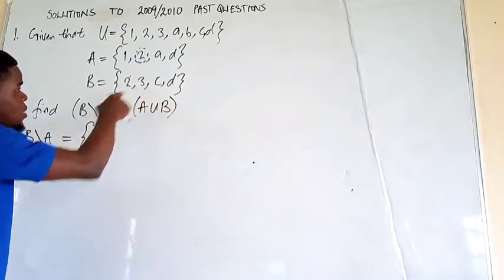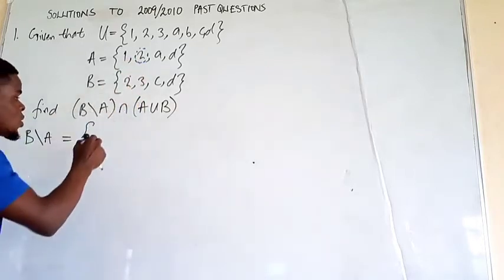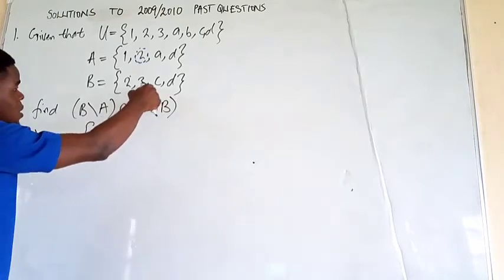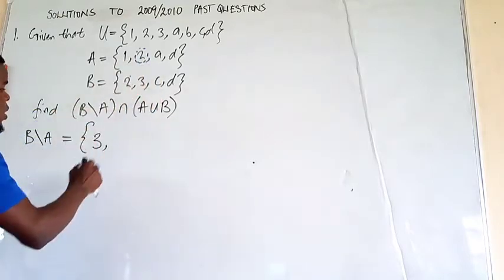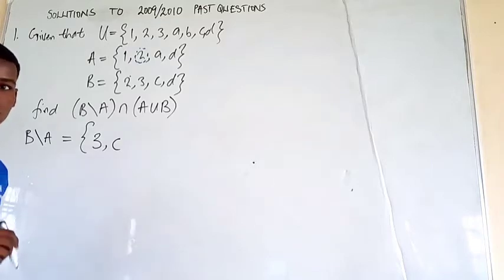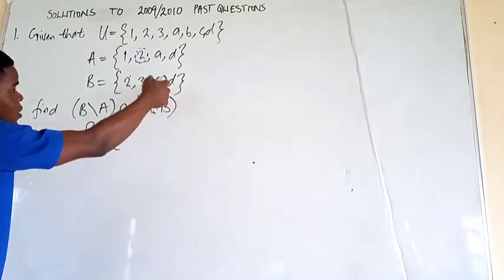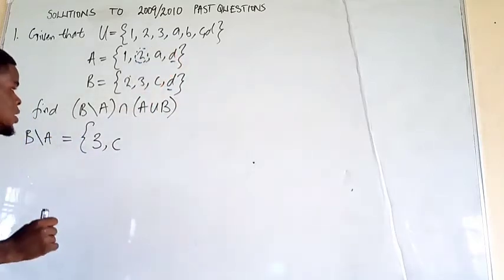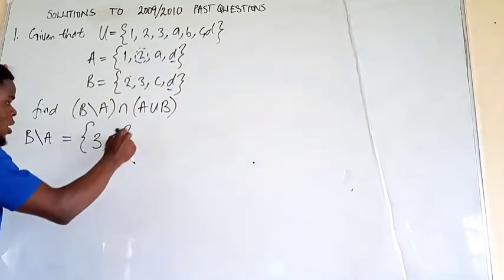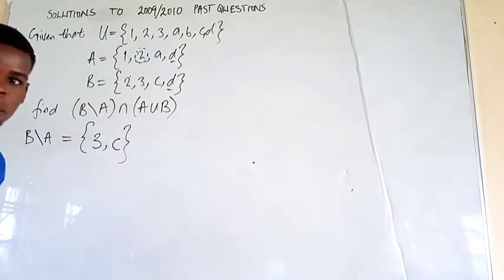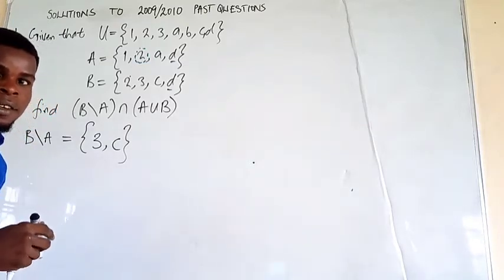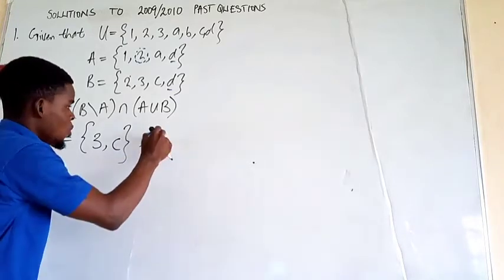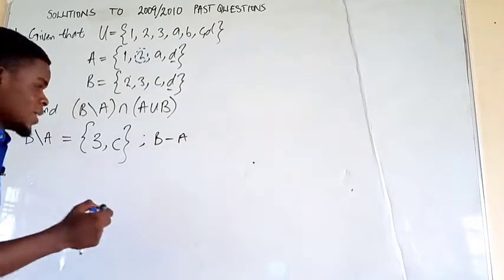Now the next element is 3. 3 is in B, but 3 is not in A, so that will be in the new set. The next one is C. C is in B, but C is not in A, so that holds. The next one is D. D is in B, and D is in A, so we are not going to take D, because by B backslash A, we are talking about elements that are in B only, but not in A. Another notation for this B backslash A is also B minus A. They are the same thing.